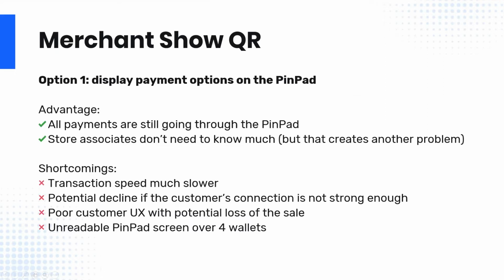Let's talk about the most common user experience, which is the merchant displaying a QR code on the card pin pad. And let's think about how this could impact your store associate UX as well as your customer UX. To do that, we're going to have to think about what happens on the point of sale first. The first option is to have the store associate just following the same procedure as usual, sending the request for payment to the pin pad.